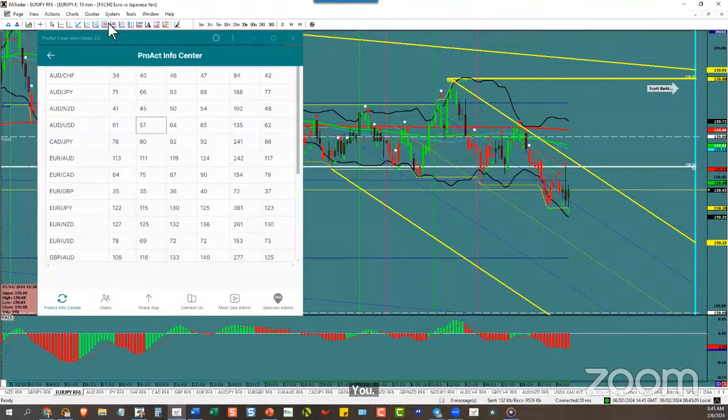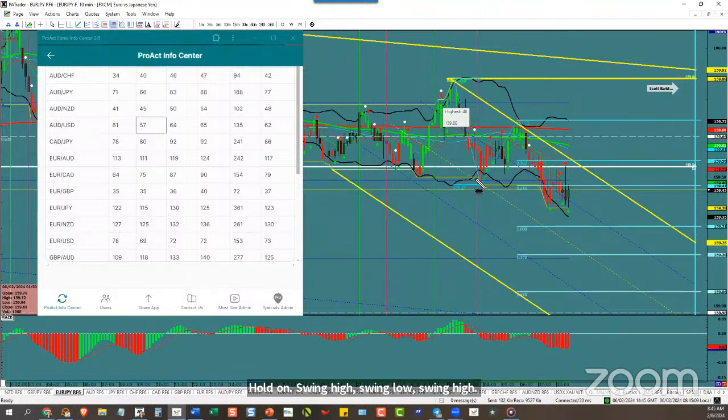Oh, I need to get a fib on here. Hold on. Swing high, swing low, swing high, right? Every pullback creates a swing high, swing low, swing high, right? And there we go. All right. So there's the 1,000 just below that. Why do we care about the 1,000?